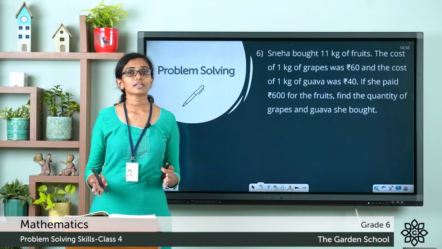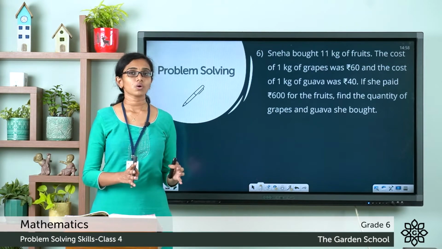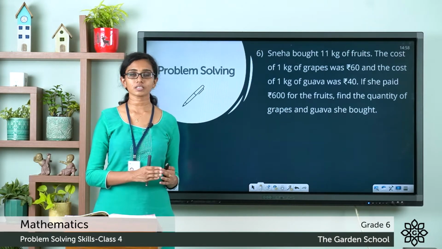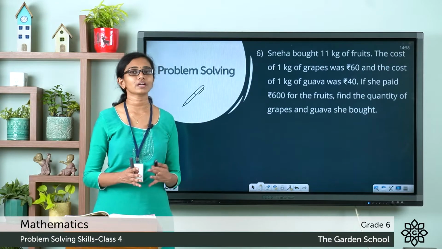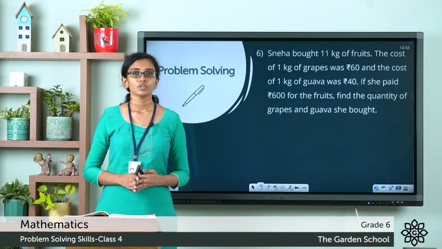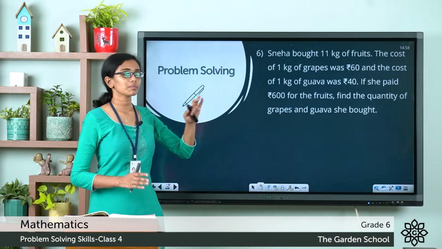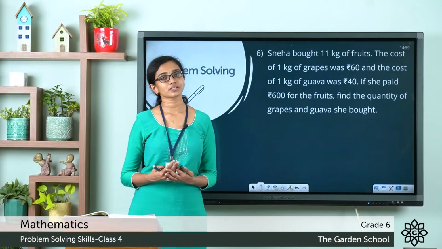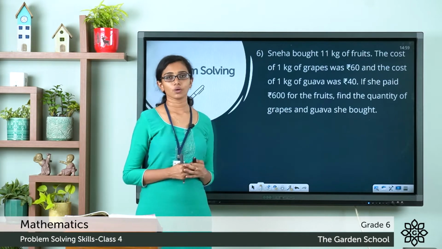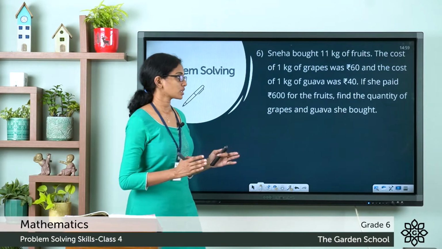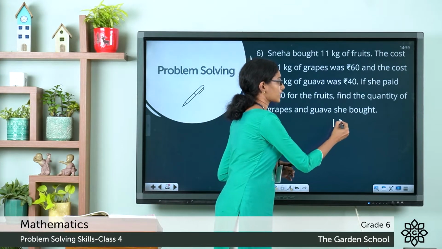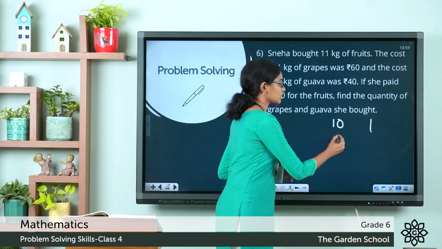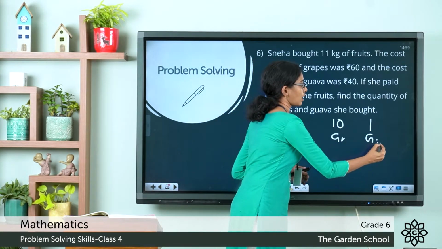But we are also given additional information. 11 kg of fruits cost her rupees 600. Now with this data, let's see how we can find out the quantity of grapes and guava she bought. Like we said earlier, this 11 kg is the combined weight of grapes and guavas. So let's think of the possible combinations of weights that will add up to 11 kg. Imagine she bought 10 kg of grapes and 1 kg of guava. So this is grapes and this is guava.